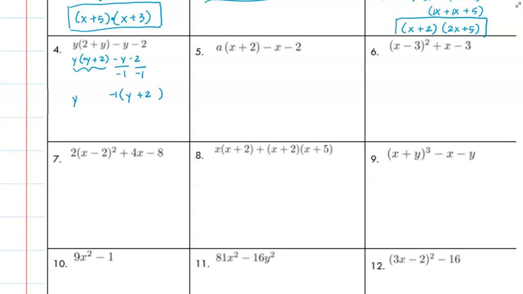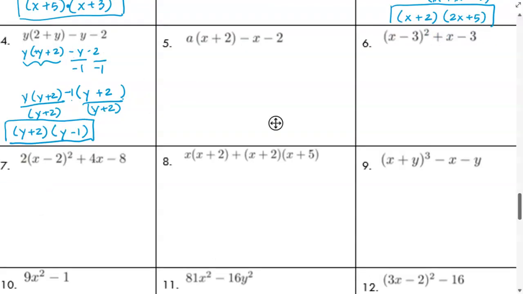I'm just going to rewrite what I had as my first term. Okay, now I have two terms with a y plus 2 that is a common factor. So I'm going to take that y plus 2 and I'm going to divide both of these by y plus 2. So what I have left over is a y minus 1.